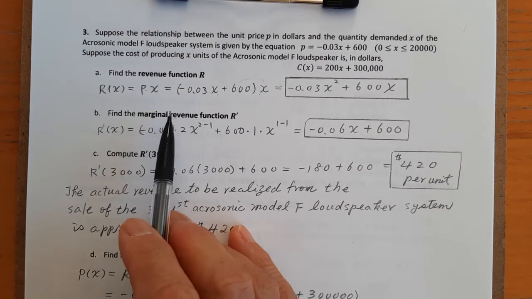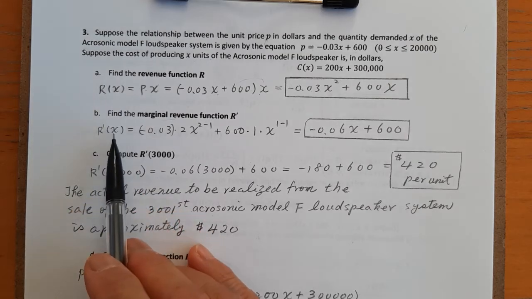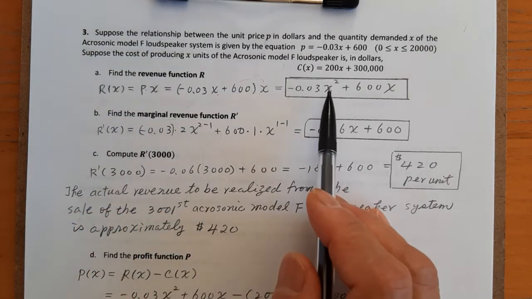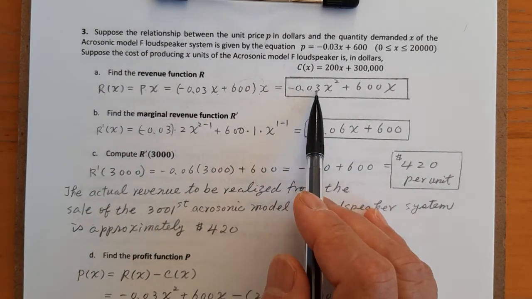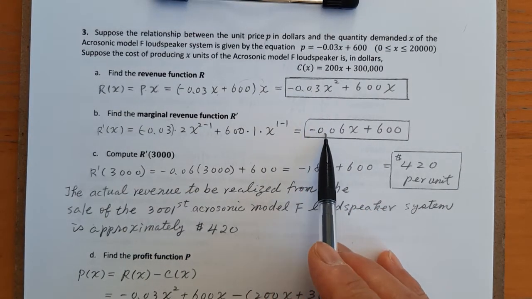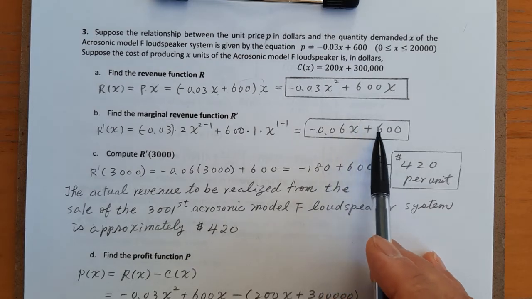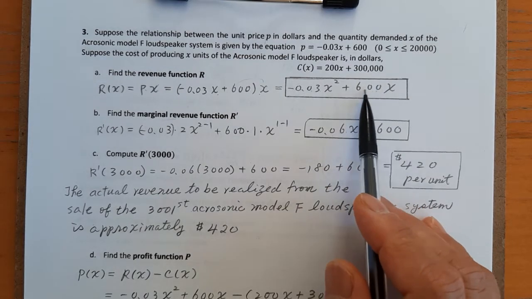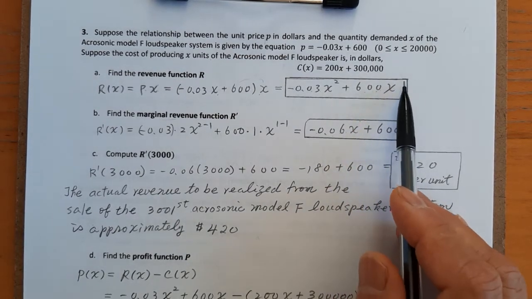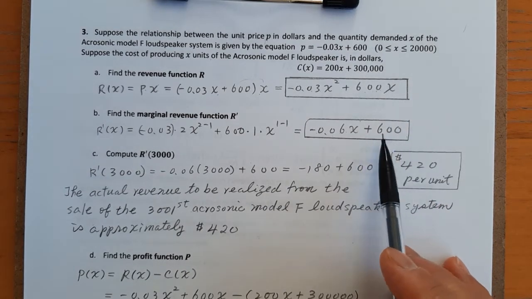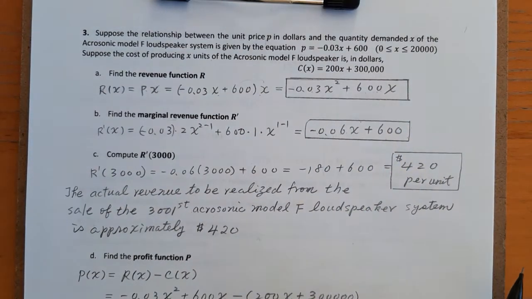And find the marginal revenue function. Marginal is the first derivative, so R prime of X. You take the derivative. Negative 0.03 times 2 is negative 0.06, x to the power 2 minus 1 is x to the power 1, plus 600 times 1 is 600, x to the power 1 minus 1 is x to the power 0, is 1. So this is the marginal, the first derivative, R prime of x.